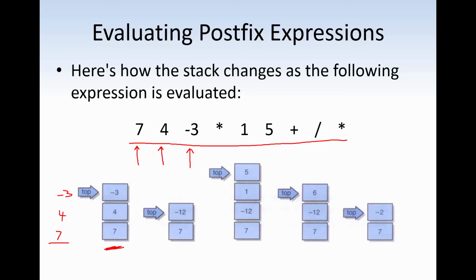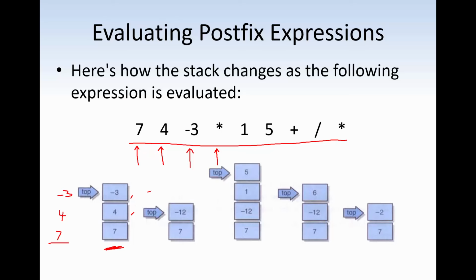And now something different happens. If we continue to scan, we're going to see the times symbol. If I see a times symbol, I'm not going to push on the stack. Instead, I'll pop the last two things I put on there. So this thing will get popped, and this thing will get popped, the -3 and the 4. Those are the last two numbers I've seen. Then I'll apply that multiplication to those two values. So I'll do 4 times -3, which gets me -12.